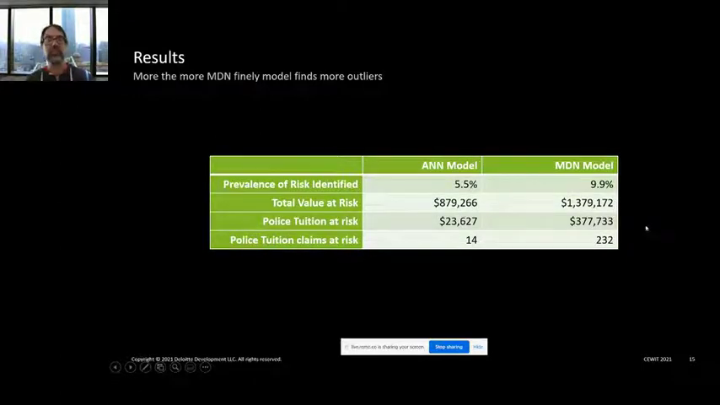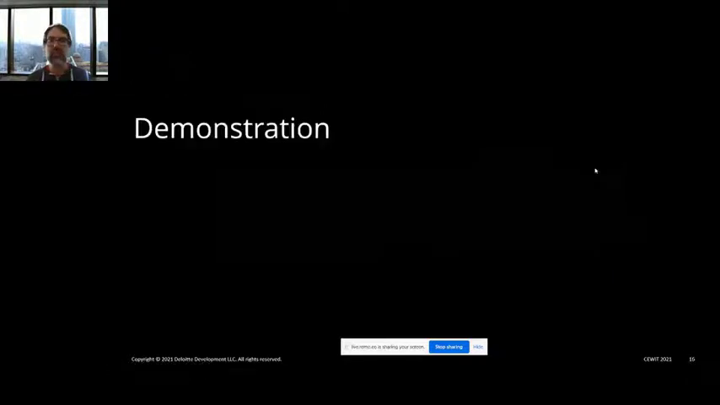An interesting side note is in this data, it found that the police department, and particularly the tuition risks or tuition reimbursements, expenditures, there was a lot of upside risk in the monetary amount and also in the number of claims that the traditional model did not find that the MDN found. So let me quickly go to a demonstration of maybe a little bit more detail on how this model works.